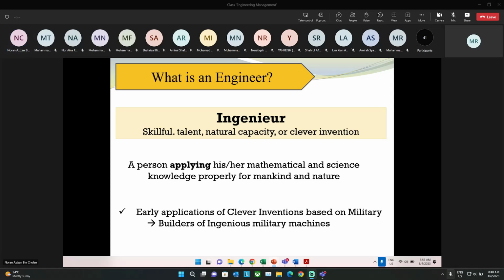Another way to say what an engineer is: a person applying his or her mathematical and science knowledge properly for mankind and nature. So that means we apply mathematics and science. Okay, so basically as engineers, we cannot run away from mathematics and science. Science, we study in detail.